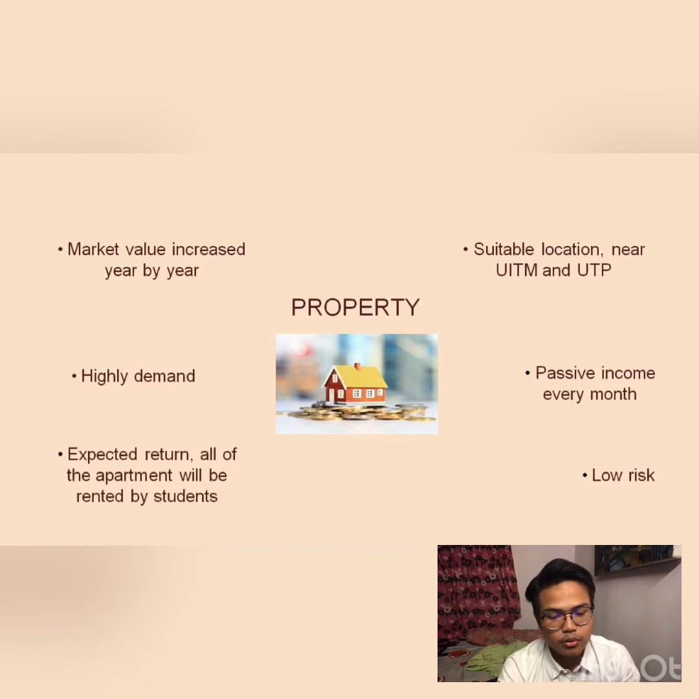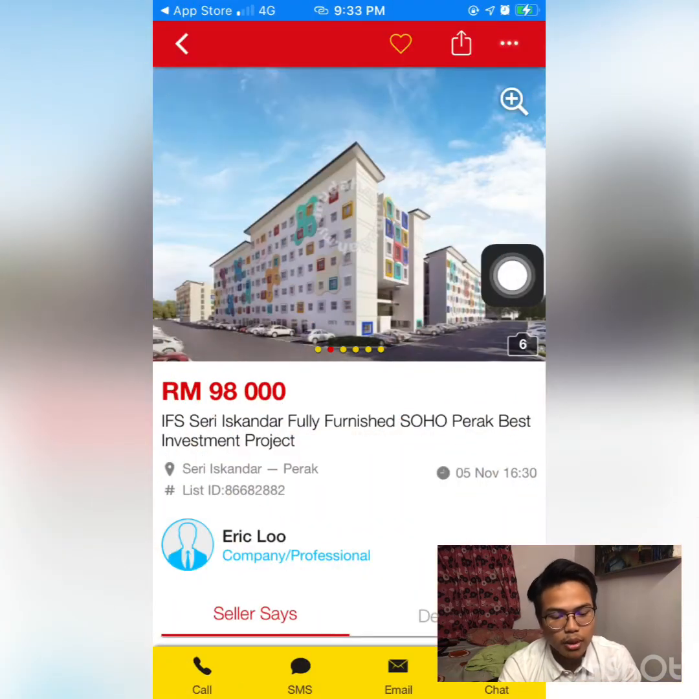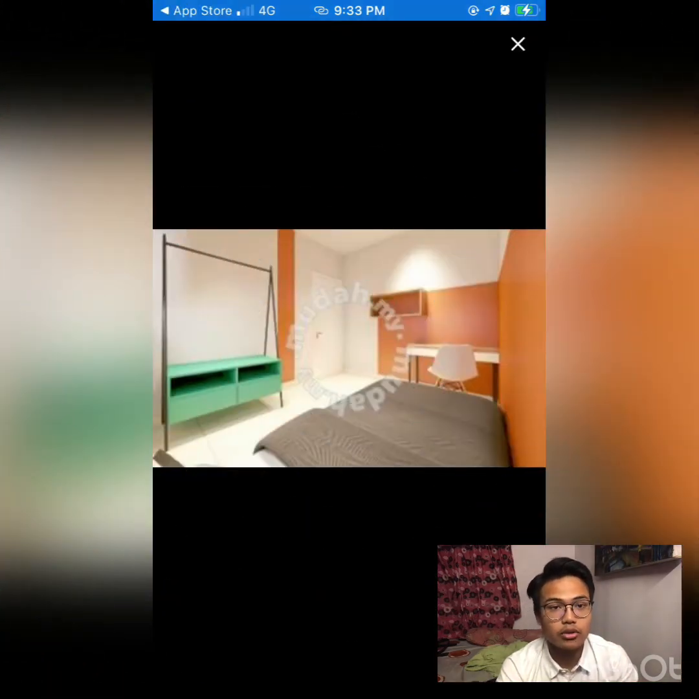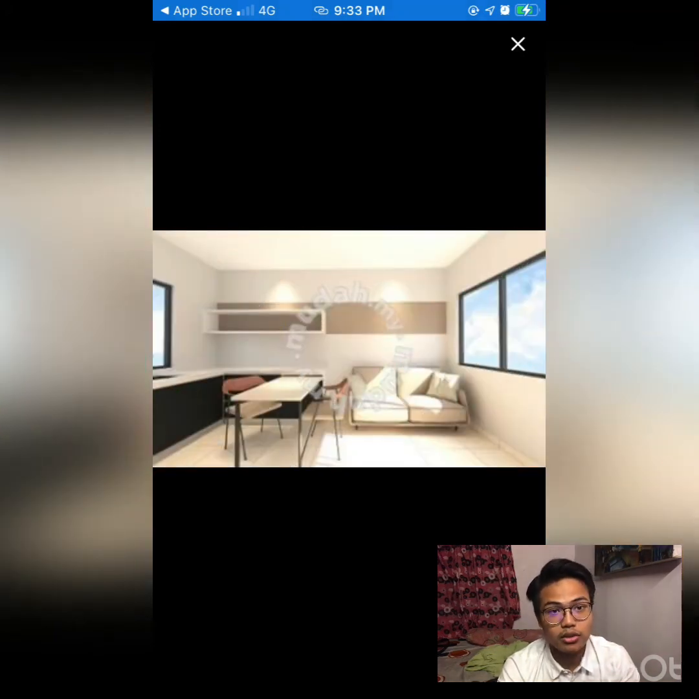I have listed a property that is good for investment. The property is a fully furnished apartment near UiTM Sri Iskandar. The location makes the property suitable for investment because it is near UiTM. So each year, there will be students who want a house to rent. This gives an opportunity for the client to invest because it will give a good profit based on the high demand in the location.